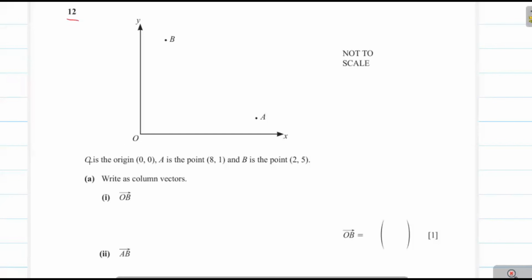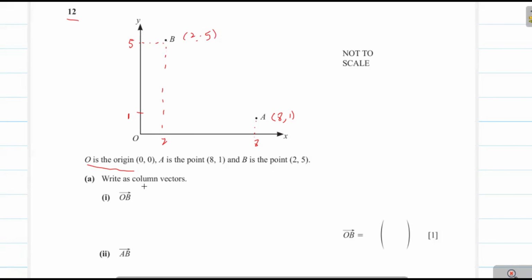Question number 12. O is the origin, A is the point 81, and B is the point 25. This is point 81, and this is point B, 25. We write 25.